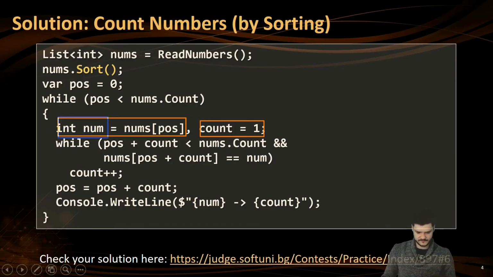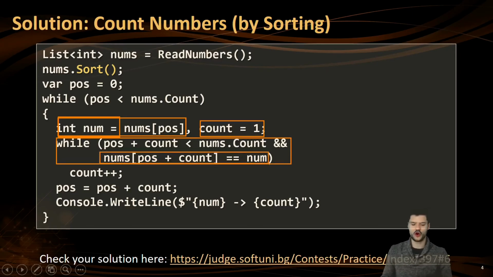save it here, and then while position plus count is smaller than the count, and while the current and the previous values are the same, increment the counter and increment the position, right? And then print the number plus the count.